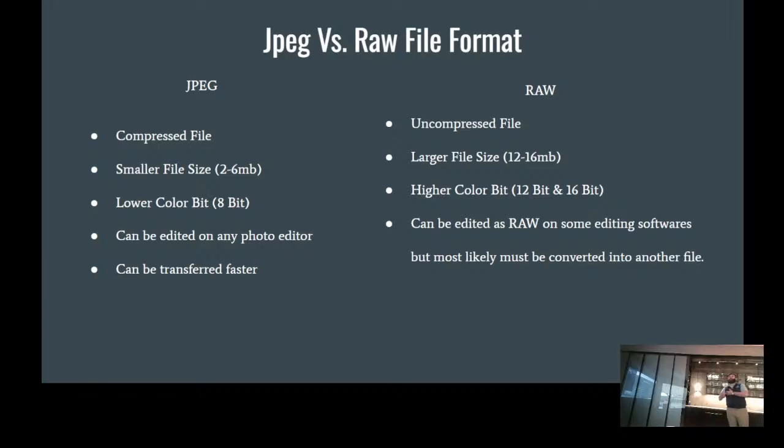On the flip side of that, the RAW file is an uncompressed file. It's usually a larger file size, something around 12 to 16 megabytes. It has a higher color bit, 12-bit to 16-bit. It can be edited as RAW on some editing softwares, but most likely will have to be converted into another file. So the best way to look at this is that when you're shooting, RAW files can be edited, but most of the time they will need those more advanced softwares.